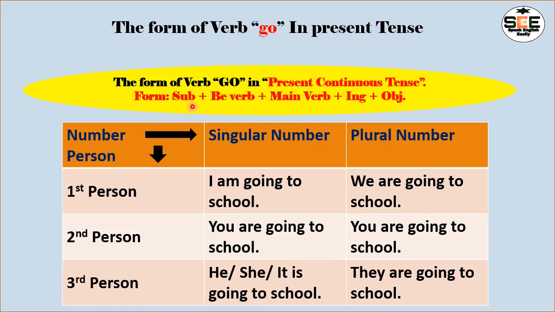So see, if we learn this form, subject plus be-verb plus main verb plus ing plus object, then we can write any sentence in present continuous tense with any verb, right? This is the technique and we should learn it very carefully and deeply, and then we can easily write or make any sentence in present continuous tense.